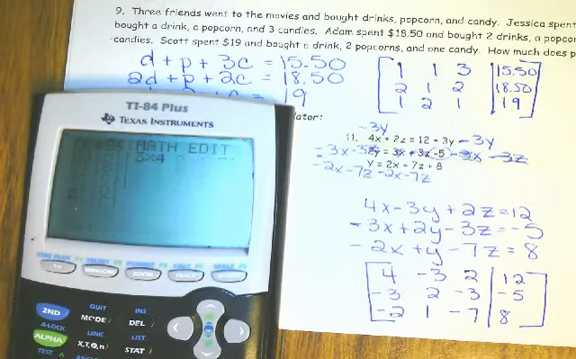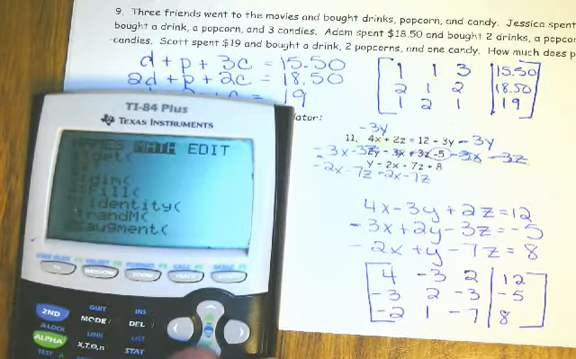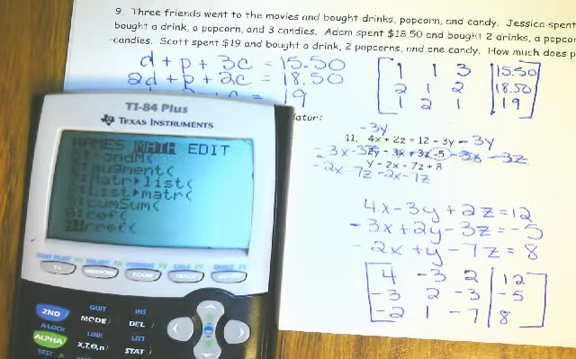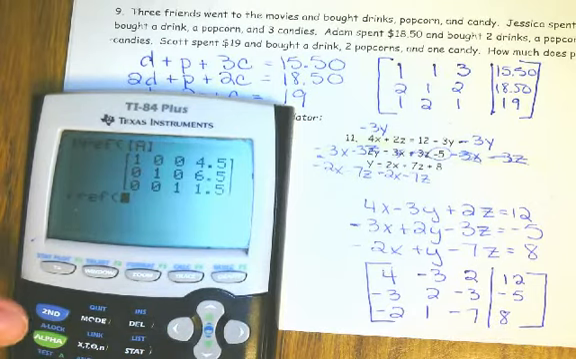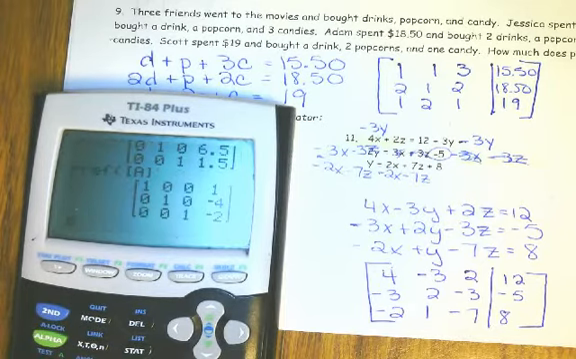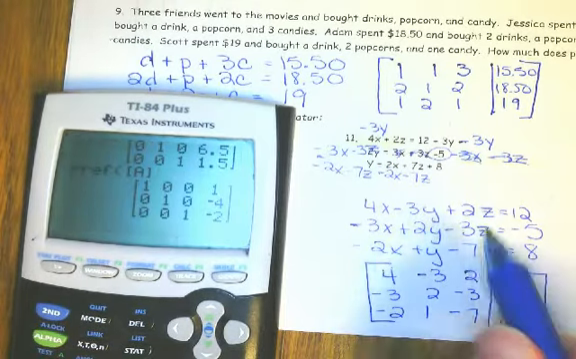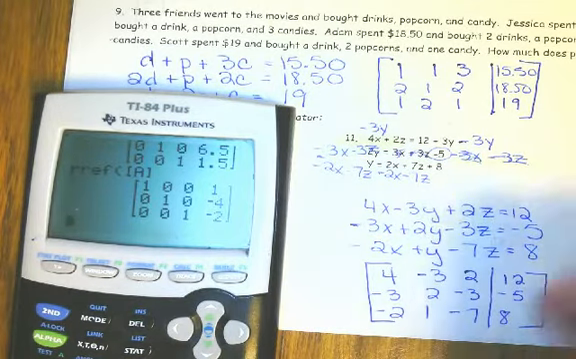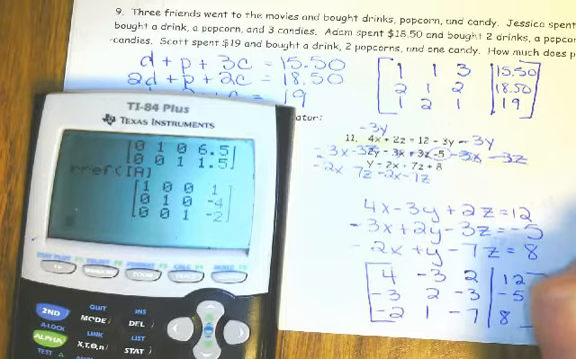I'm going to get out of it. I'm going to go back in it, go to math, go down to the RREF, make sure it's the 2R one, go back into it and hit enter twice. And those are my answers. So remember, the order that you put them in is the order they come out. So x equals 1, y equals negative 4, and z equals negative 2.